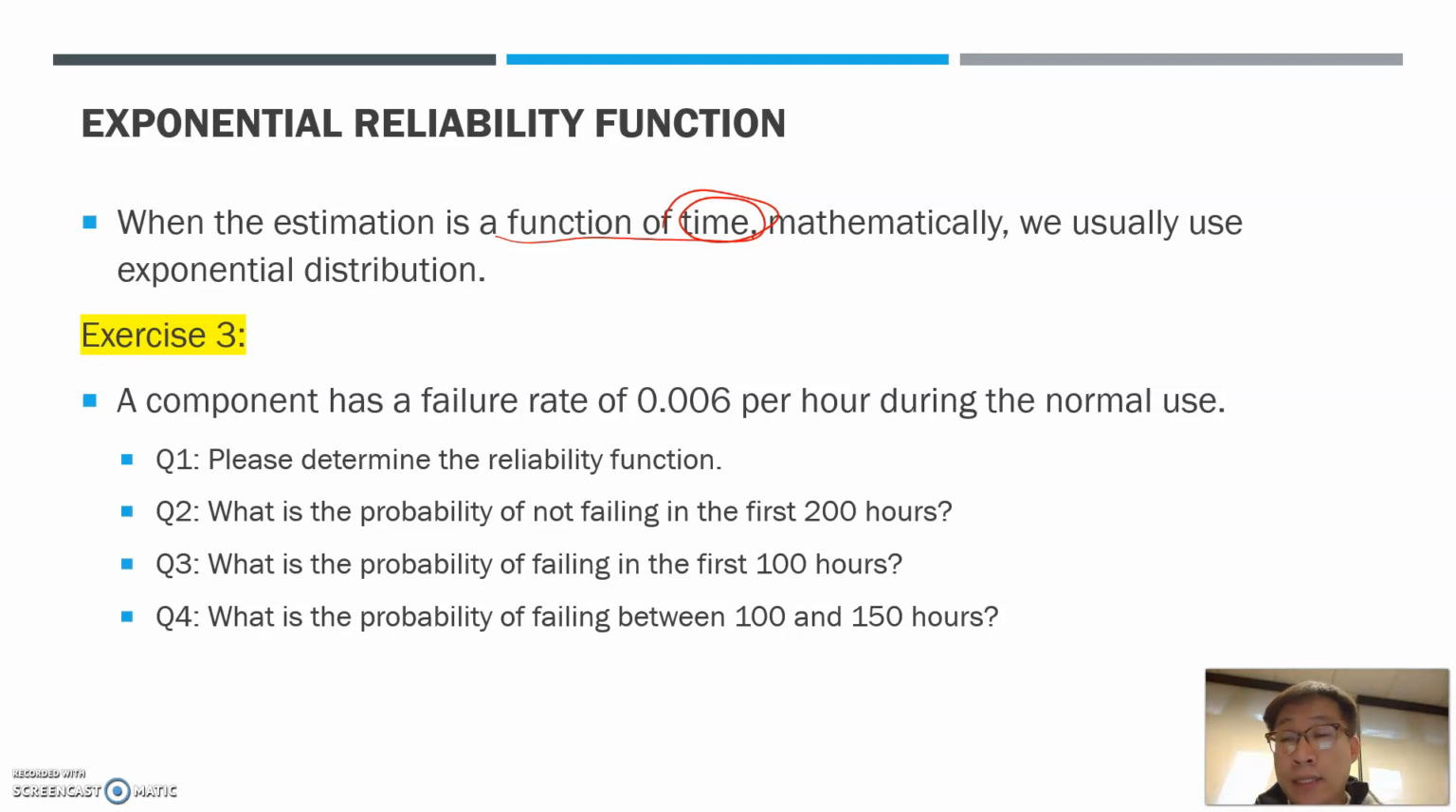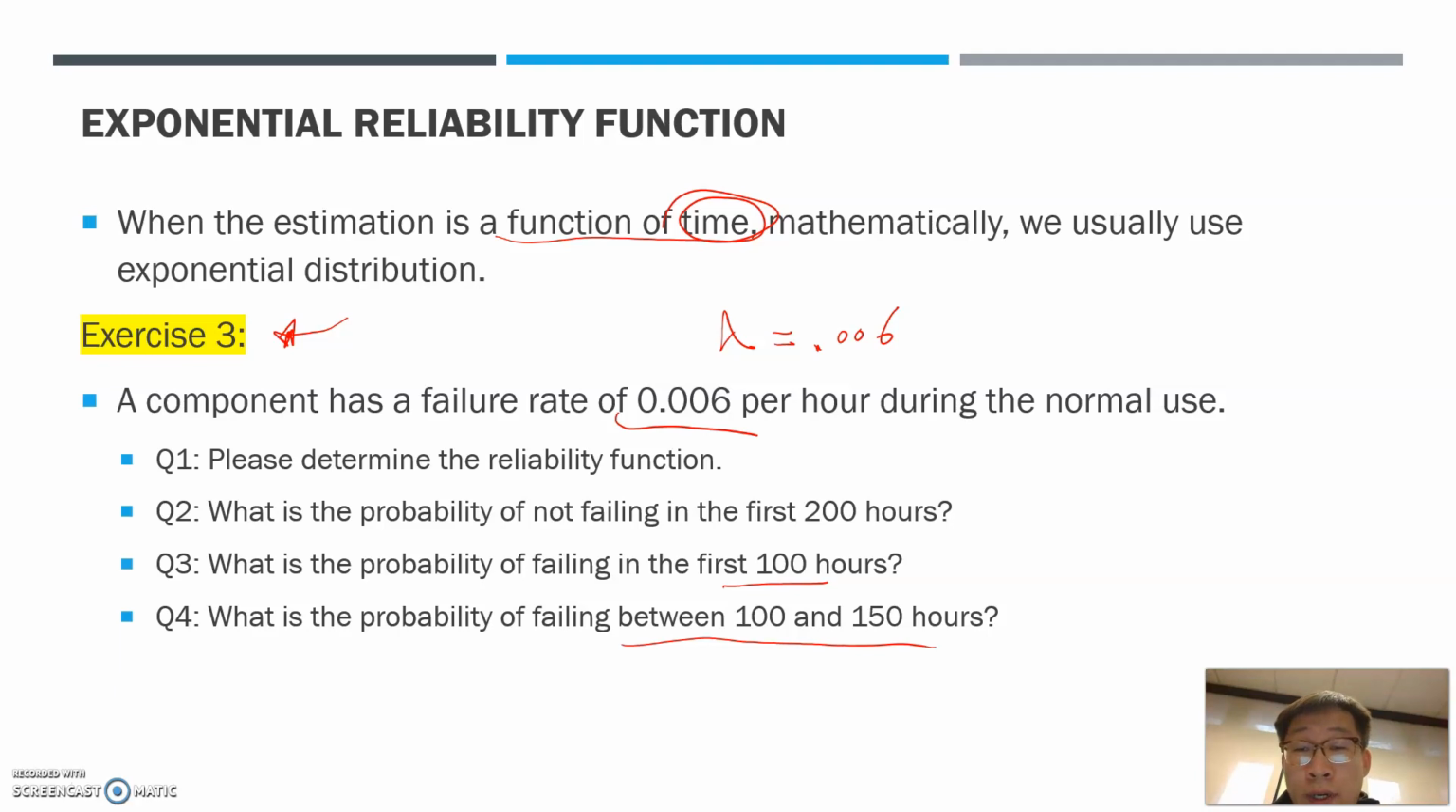Okay, so let's take a look at exercise number 3 here. A component has a failure rate of this per hour during normal use. In other words, lambda is 0.006. Please determine the reliability function. What is the probability of not failing in the first 200 hours, failing in the first 100 hours, failing between, and so forth? Before we move on, let's sort it out, okay?